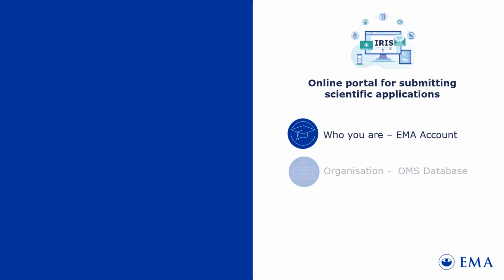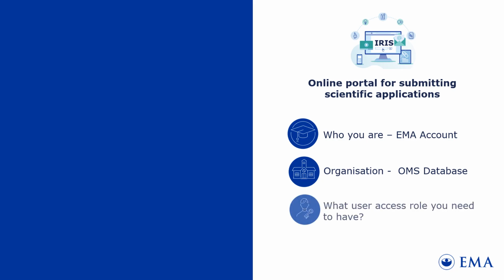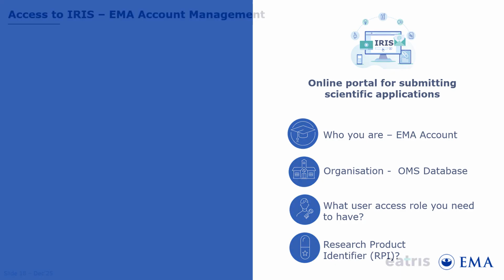Do you represent an organization, and which is it? Representatives of your organization are managed by your organization in EMA's OMS database. What user access role you need to have. Furthermore, to submit a scientific advice request and other procedures such as orphan designation, you need a valid research product identifier, in short RPI, and this will be explained in more detail later.